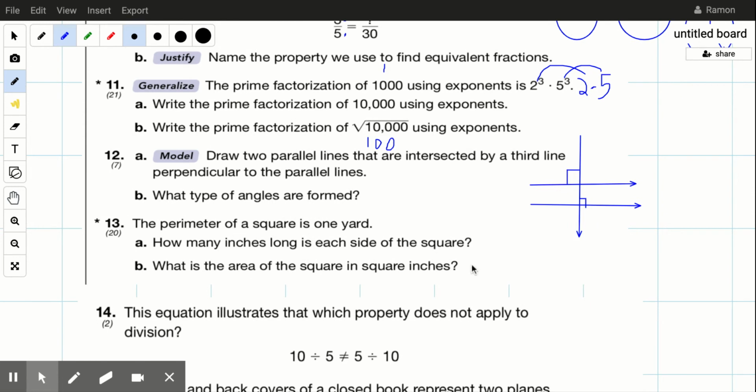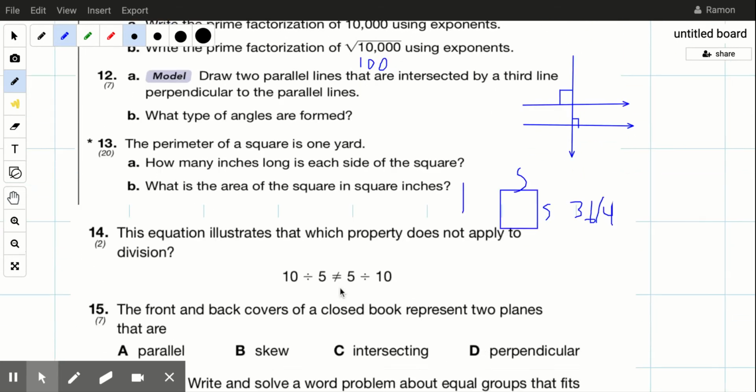The perimeter of a square is 1 yard, so we have a square. If the perimeter is 1 yard, then that means all the way around is 36 inches. So if we want to find out how long each side of the square is, we just need to divide by 4 since squares are regular polygons. What is the area of the square in square inches? Well, you take the side of the square and multiply it by another side to find the square inch area.